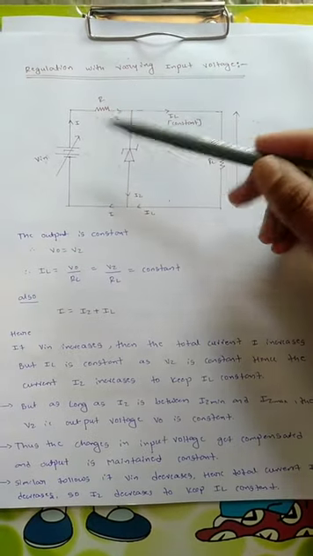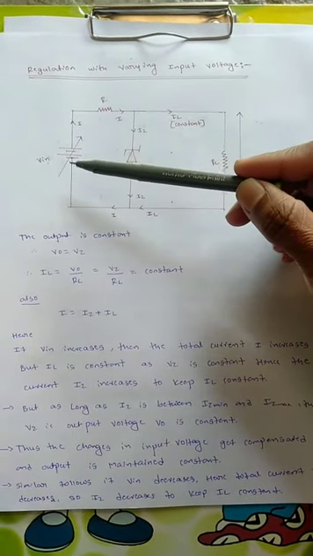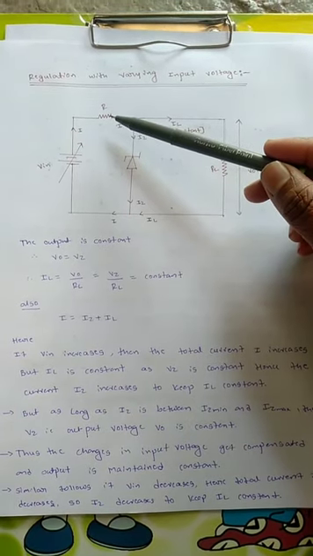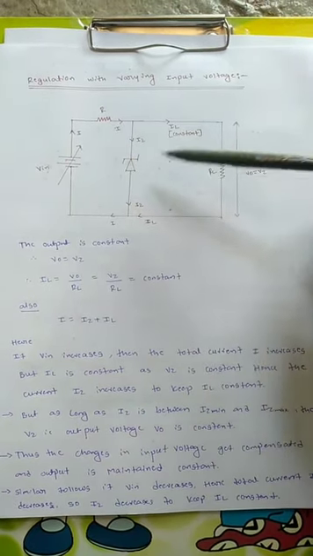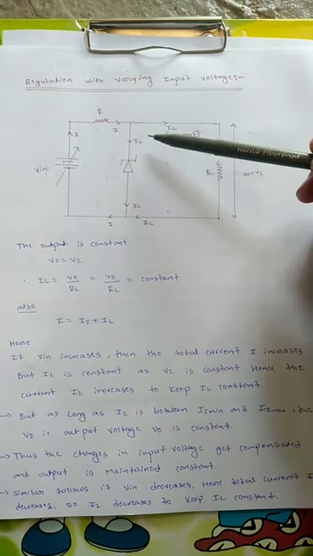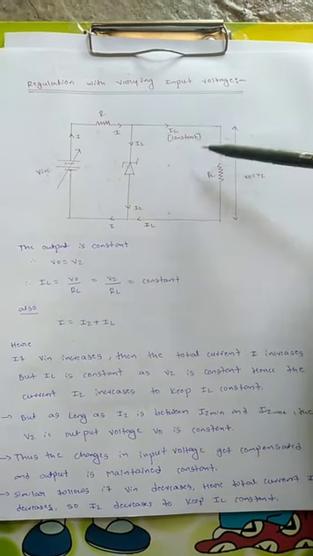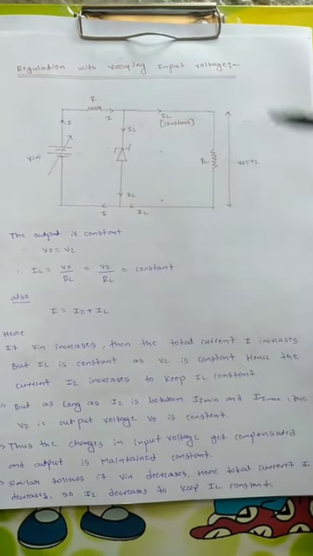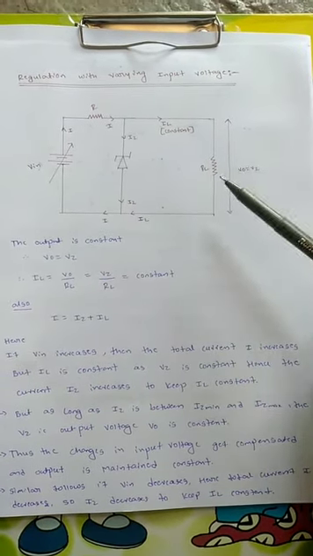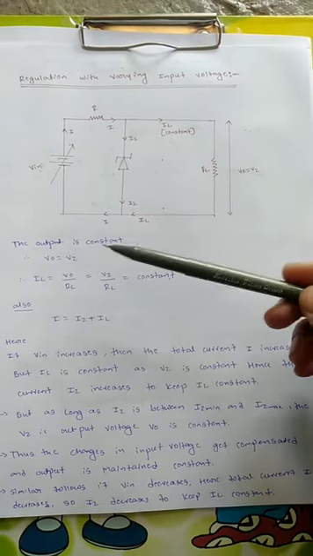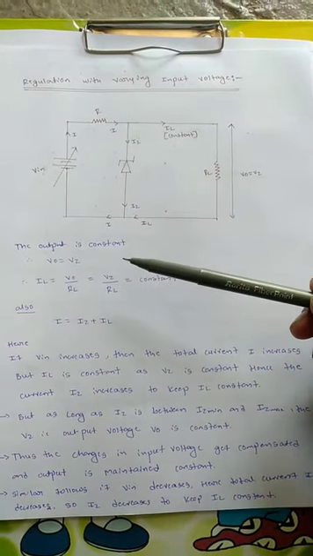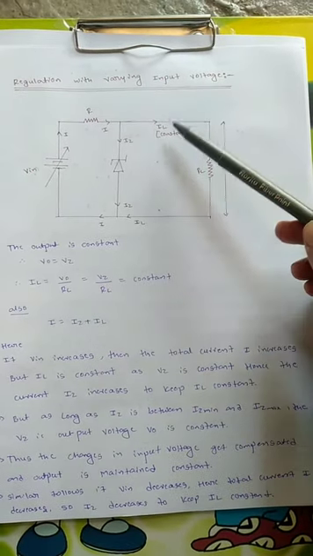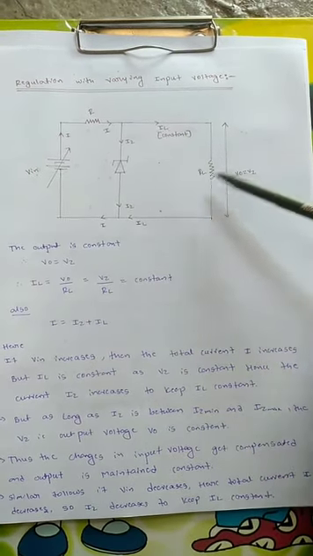So in this circuit the Vin voltage is varying, while the other components are the same, that is the resistance, Zener diode and load. The current flowing through the load is IL and the current flowing through the Zener diode is IZ. The output voltage V0 is equal to the Zener voltage VZ. So the output is constant, that is V0 equals VZ, and IL equals V0 by RL.